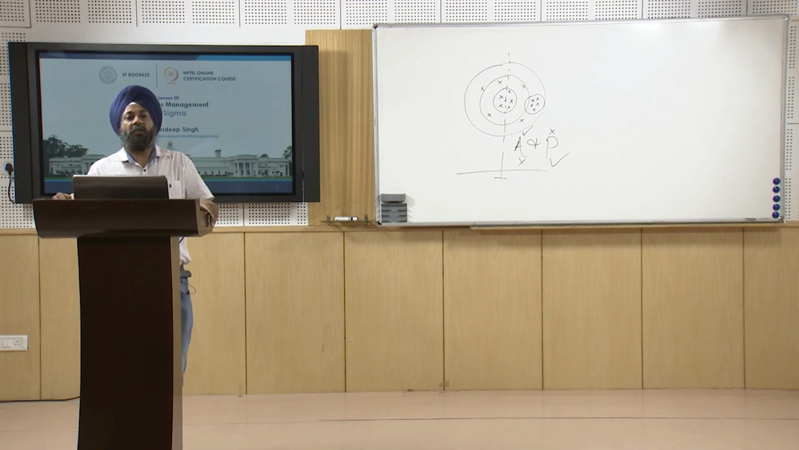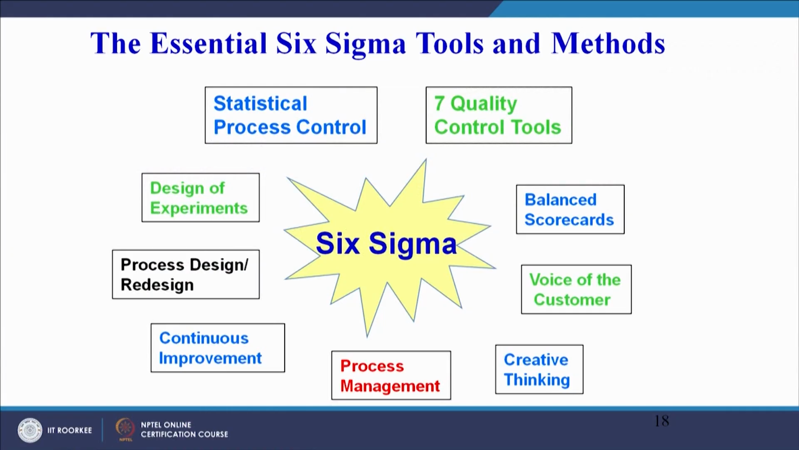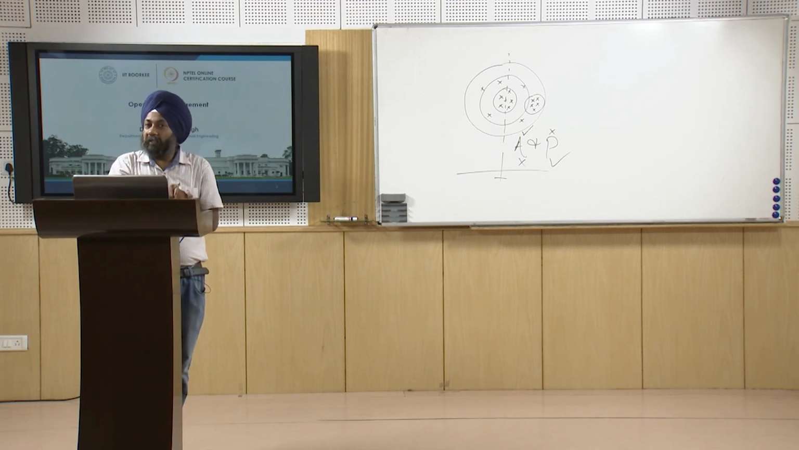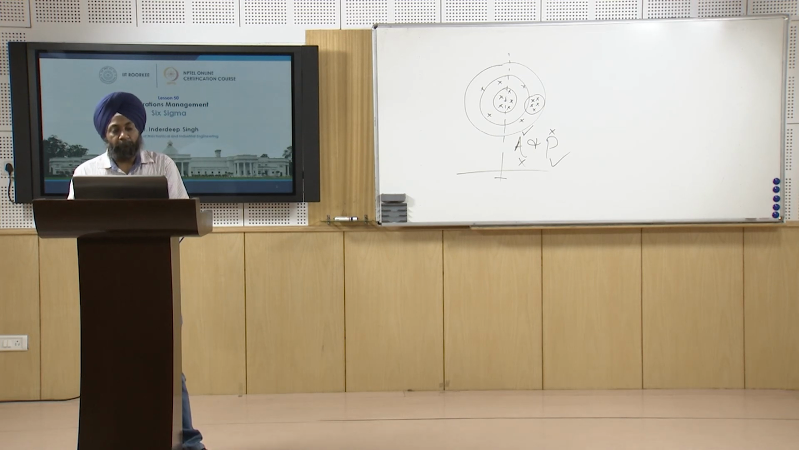Then 7 quality control tools which can be used. There are a number of presentations available on 7 QC tools which can be seen and which can be referred to by the learner. So Six Sigma basically is a management approach which will focus on improving the quality of the products being manufactured in the company.